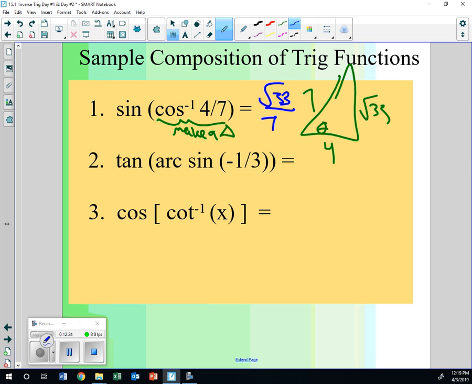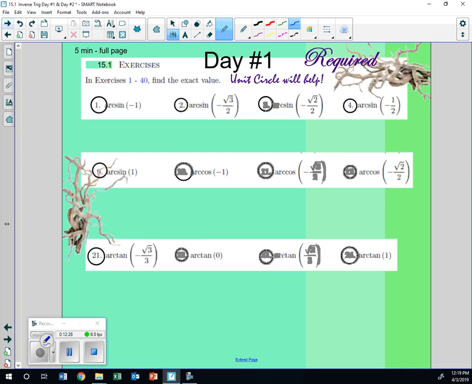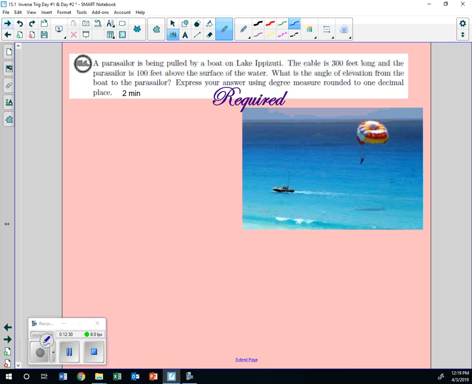Yep. All right, so for tomorrow, go down to the day one. Do those day ones. I am checking them tomorrow, so make sure you do all day ones that are circled.